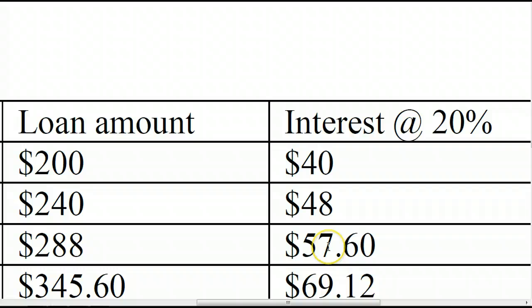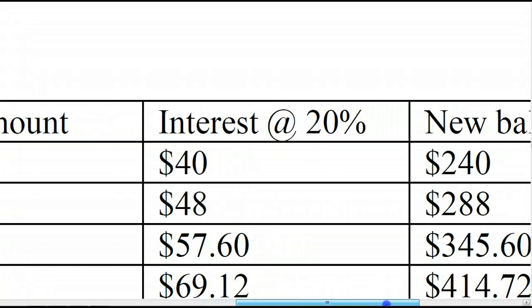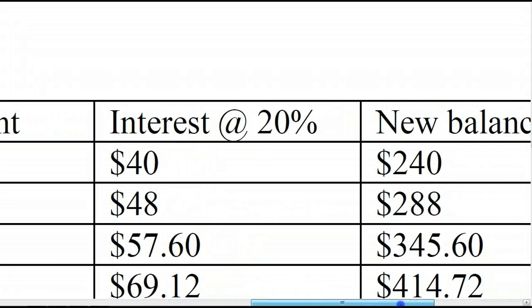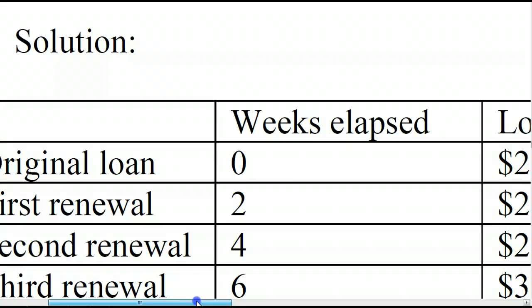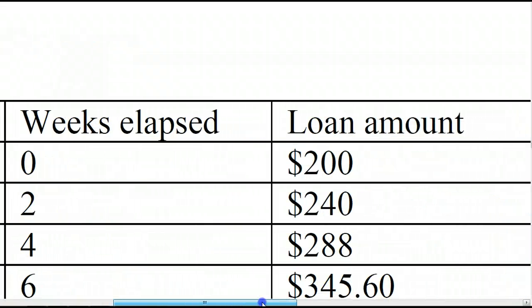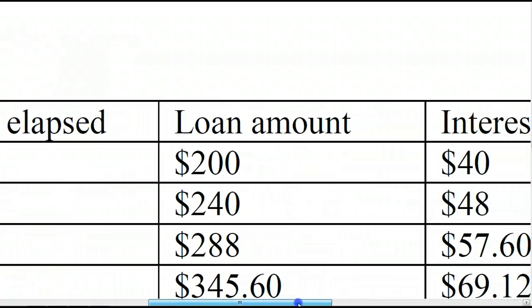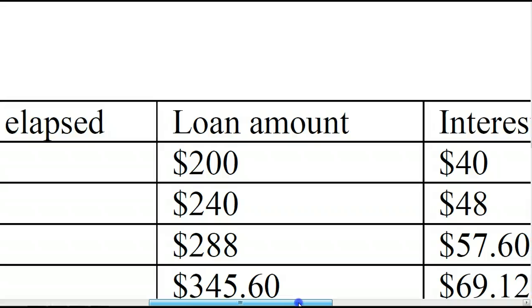Right? Now 20% of $288 is $57.60. So now we have a new balance of $345.60. Then we get to the third renewal. Hopefully you're getting the picture here. $345.60. Remember, that was the loan amount. You couldn't pay it, so you're renewing again. Oh geez, look how $200 became $345.